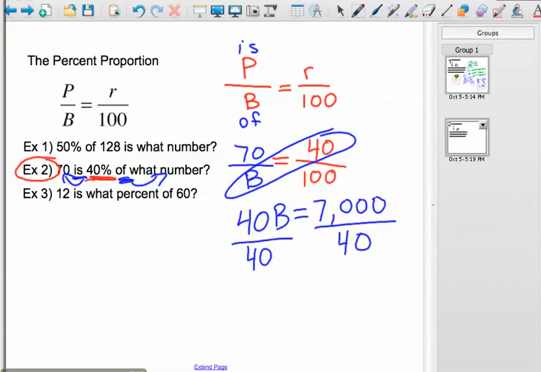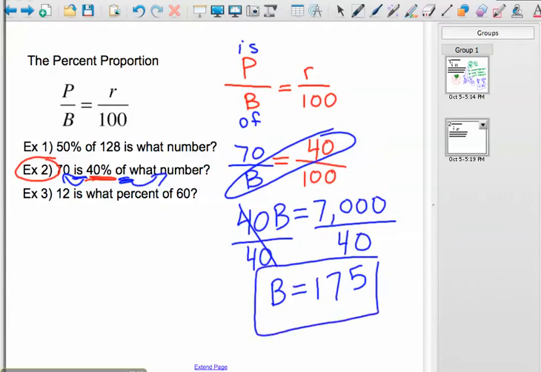Have you done it yet? Not sure? Well, if you did it, remember the coefficient of b is now 1, and the answer is 175. So that means the whole is 175. That is a solution. So what you could restate the answer as is that 70 is 40% of 175.